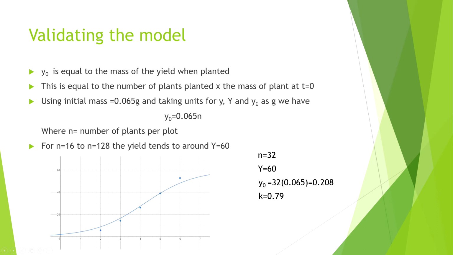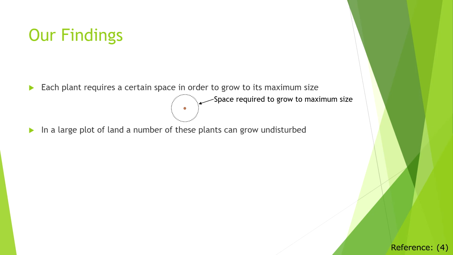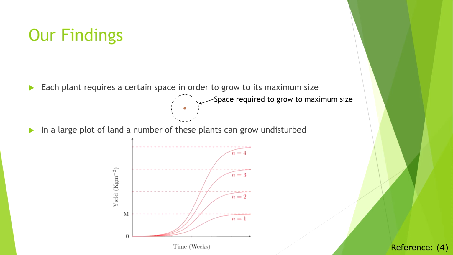As you can see, a higher population density fits the model with a lower value of k, showing that k decreases as the competition between plants increases. Each plant will require a certain size space of land to grow without competition. In a large plot of land, many plants can grow undisturbed, so long as the spacing between plants is large enough. We would expect these to grow according to our first model, which looks into plants growing without competition.